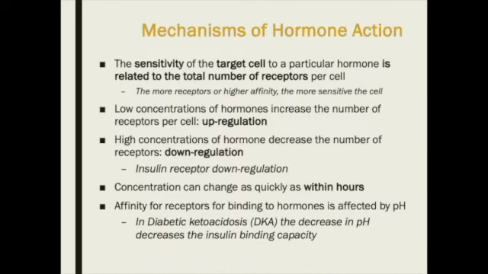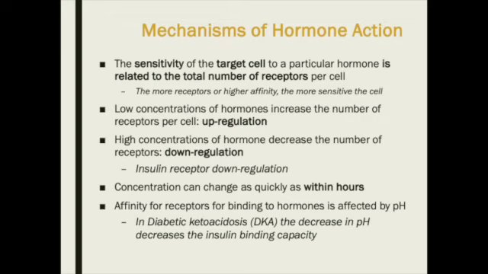So what is the mechanism of hormone action? This is the sensitivity of the target cell to a particular hormone, related to the number of receptors per cell. So the more receptors, there's a higher affinity, meaning that there's more sensitivity of that specific cell. With low concentrations of hormones, this is going to increase the number of receptors per cell. So we have this upregulation. But in reverse, with high concentrations of hormone, we're going to have a decreased number of receptors because there's so much, right? So we're going to have downregulation. An example of that would be insulin receptors. That's an example of downregulation.